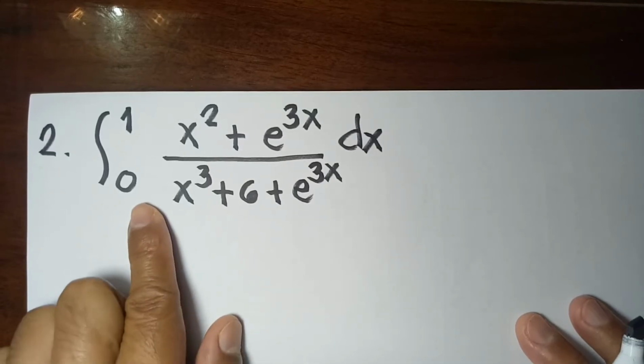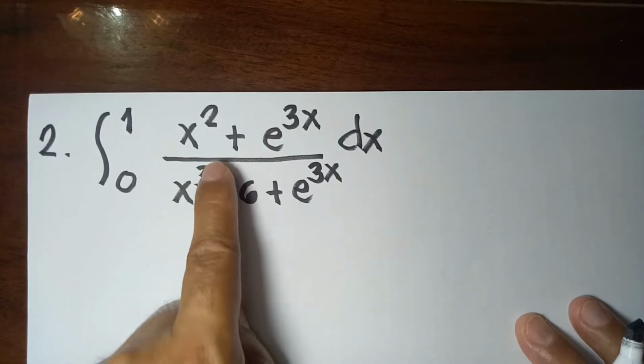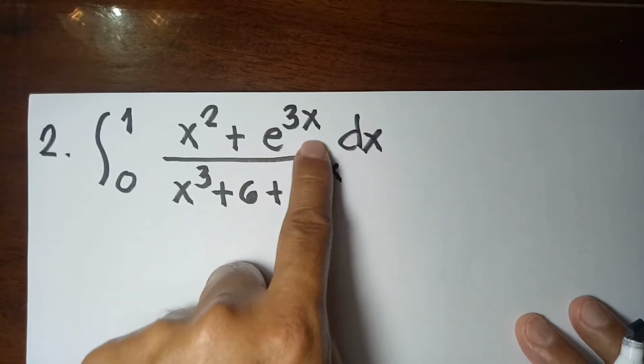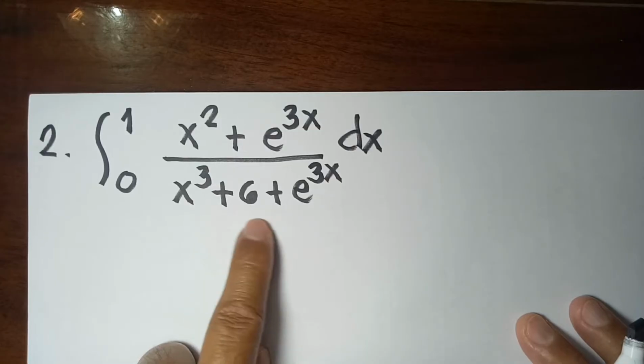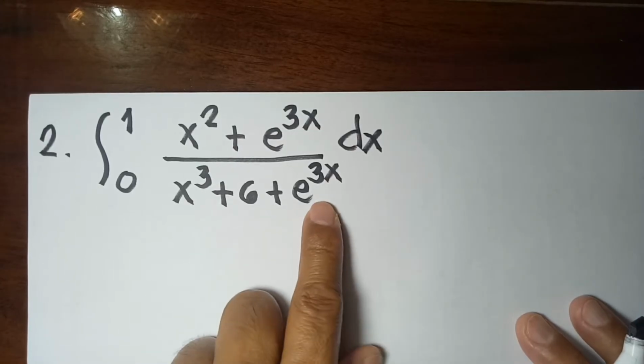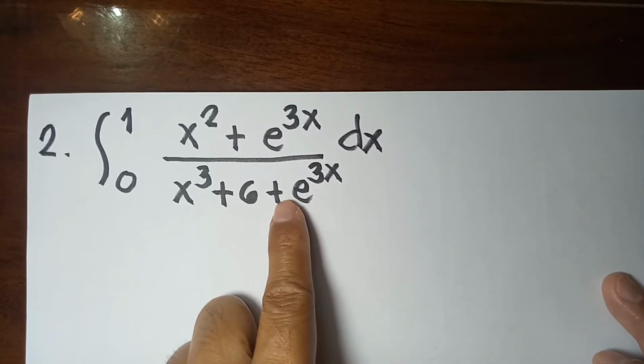Okay, example number 2 tayo. So meron tayong integral from 0 to 1 of x squared plus e raised to 3x dx divided by x cubed plus 6 plus e raised to 3x. So una, integrate muna natin, ano?